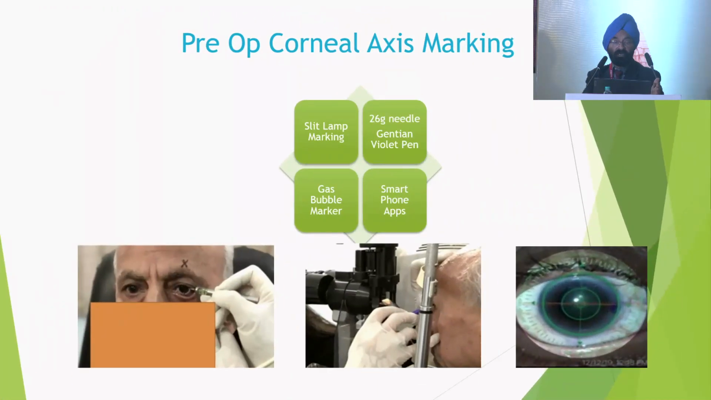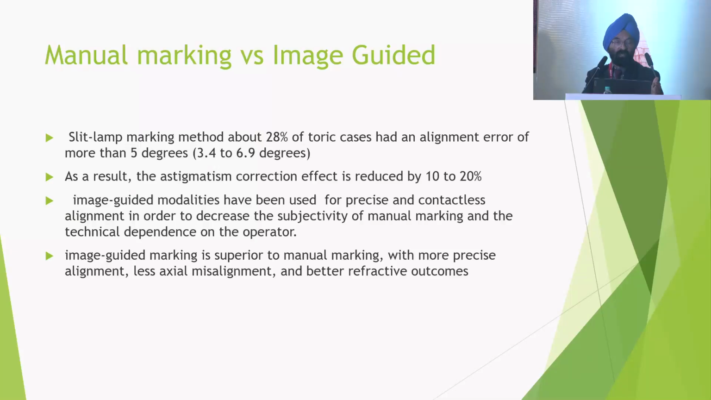So pre-operative marking for toric IOL is important. It can be done with slit lamp marking, gas bubble marker, or you can scratch with a gentian 26 needle and stain with trypan blue or gentian violet, or there are now smartphone apps also available.